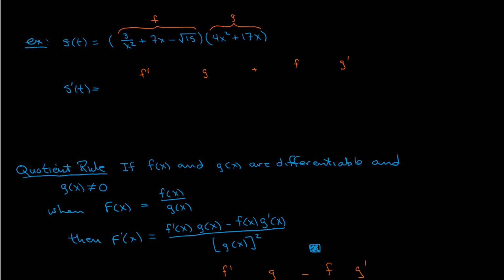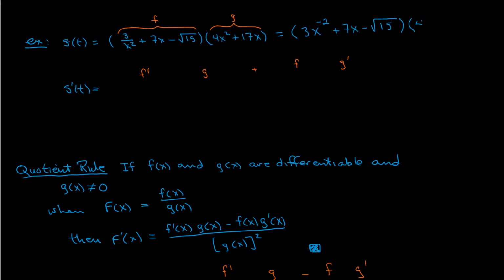All right, hopefully you paused the video. As with the previous problem, in some cases it's better to rewrite things so that you have exponents that are easy to deal with. 3 over x squared is the same thing as 3 times x to the negative 2. Then we have plus 7x minus, I'm not going to concern myself with rewriting this square root of 15 because square root of 15 is a constant. And when it's time to take the derivative of it, the derivative is always just going to be 0.